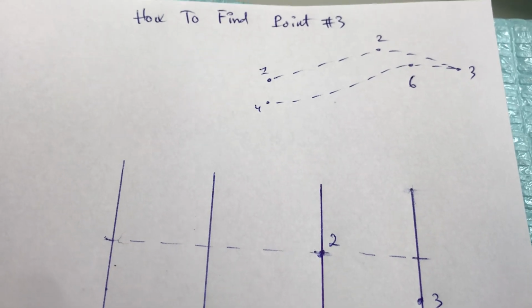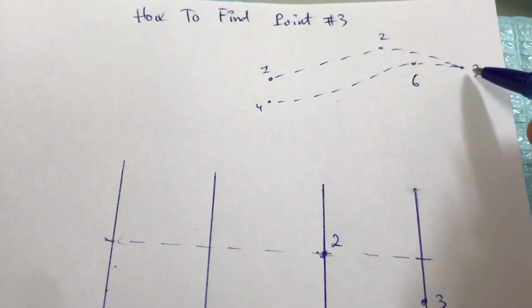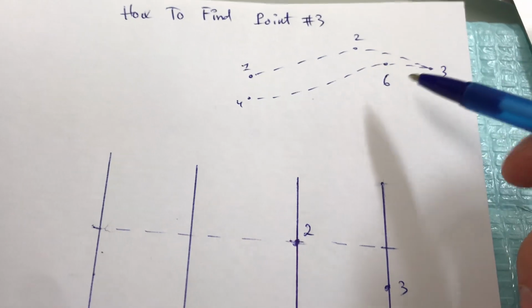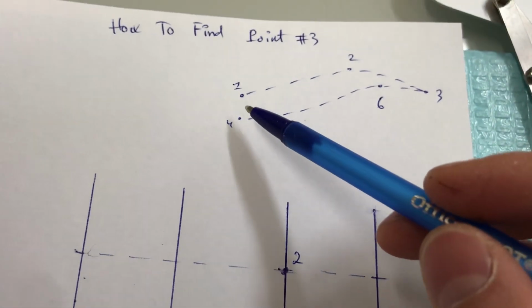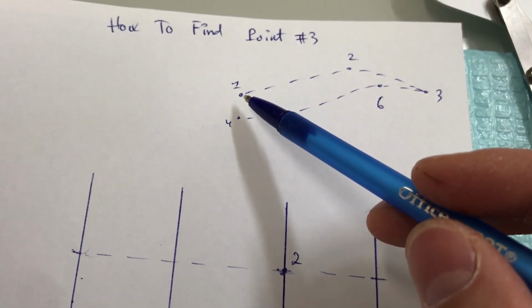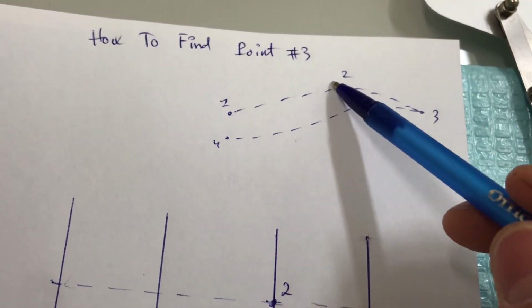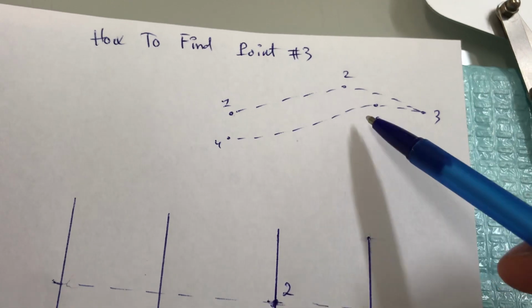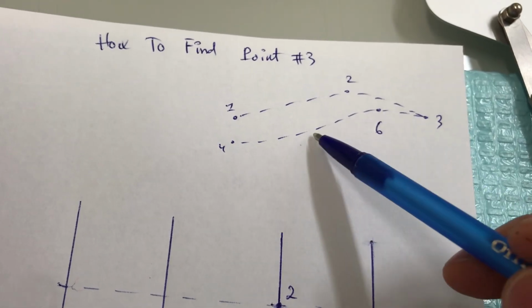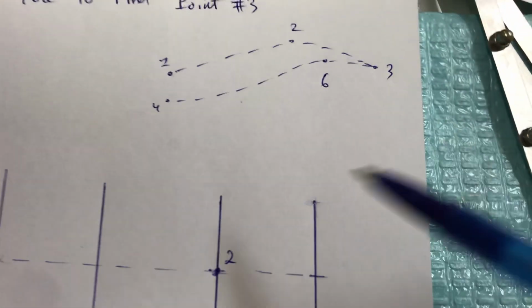In this video, I will show you how to find point number 3. As you can see right here, I have drawn a brow here. Point 1, 2, 3, 4, and then 5 around here, but I just omitted it. And then here's number 6, okay?